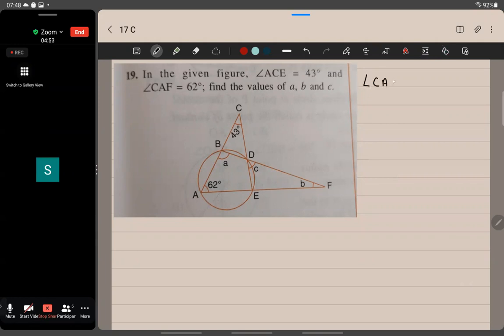Angle CAF is equal to 62 degree. Second point, angle ACE is 43 degree. These both are given. I can use cyclic quadrilateral and find BDE. That will be 180 degree minus 62, that will be 118. After that, using linear pair, I can find C.